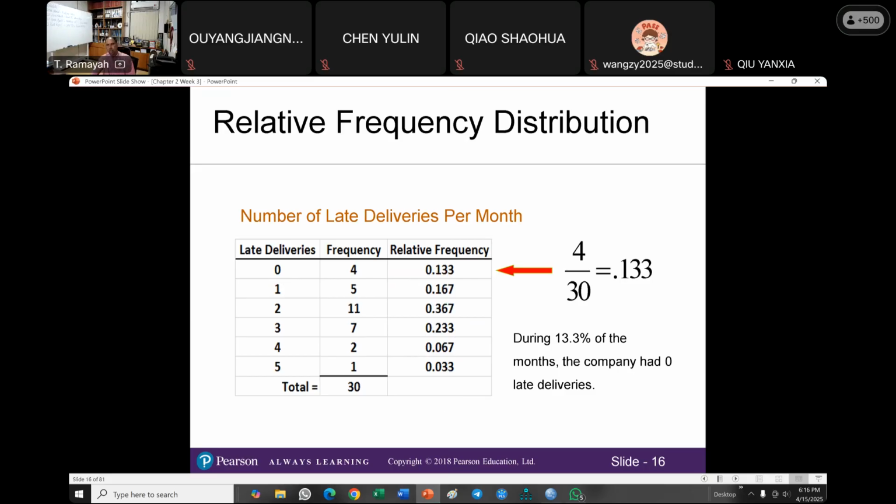So that is how you get your relative frequency. The total will be 1, because if you total up, 30 divided by 30, you will get 1. That's how you calculate a relative frequency distribution.